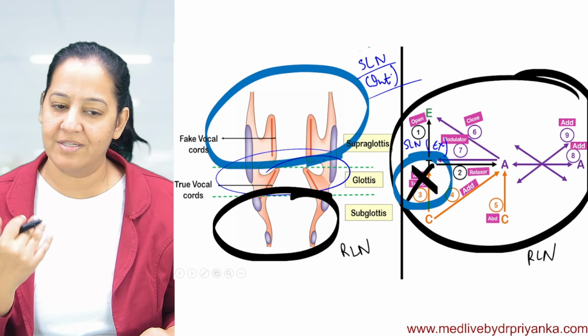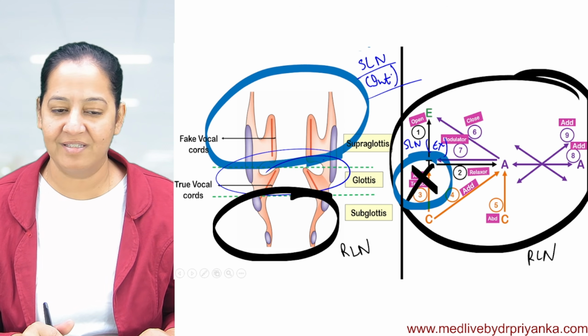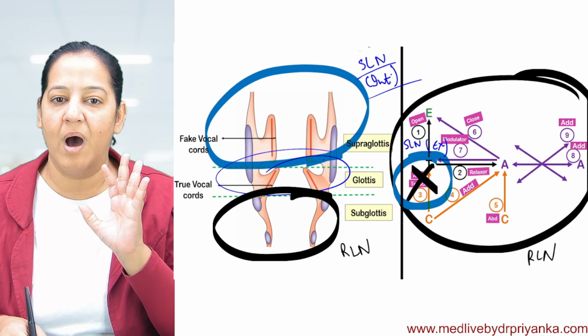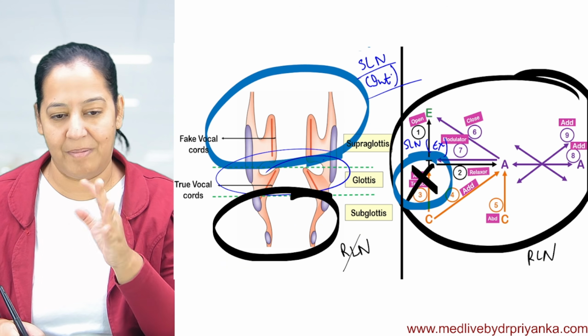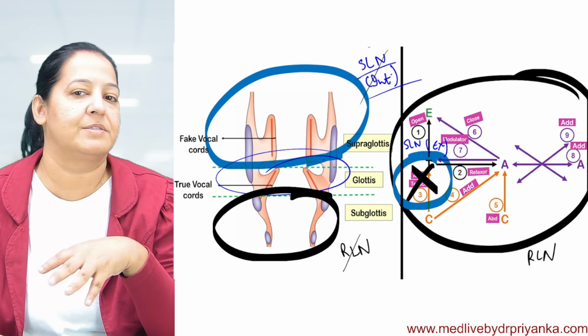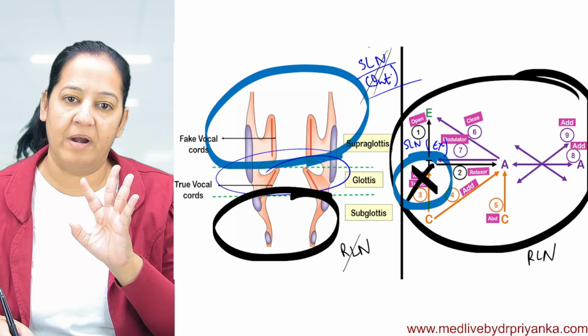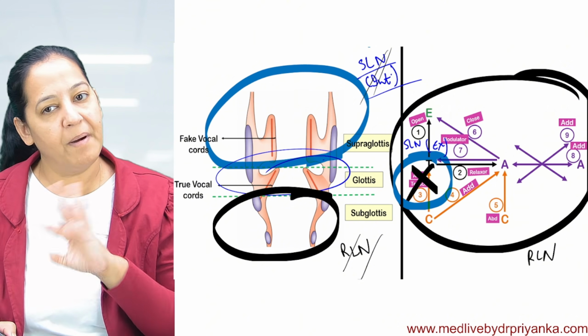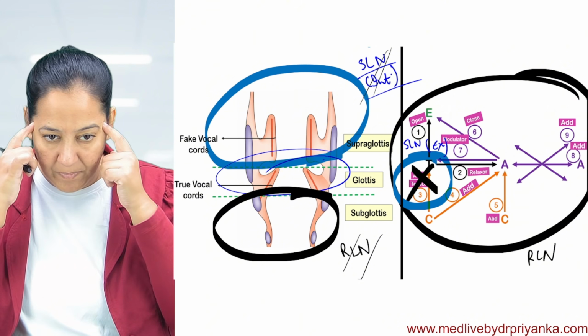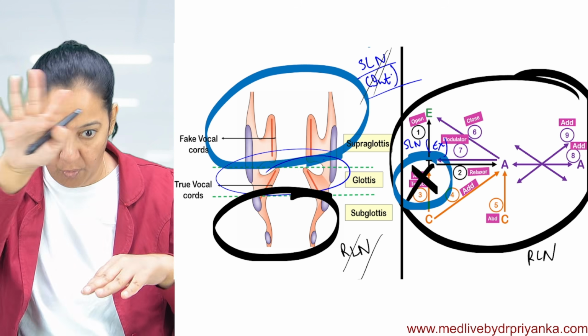I will be very fast in the paralysis. I will be teaching you 6 types of paralysis. Now it's common sense. I will do RLN paralysis, unilateral RLN and bilateral RLN. I will do SLN paralysis, unilateral SLN and bilateral SLN. And I will do combined paralysis, paralysis of both, unilateral combined and bilateral combined. You can use your common sense using the knowledge which I'm showing you on this page.